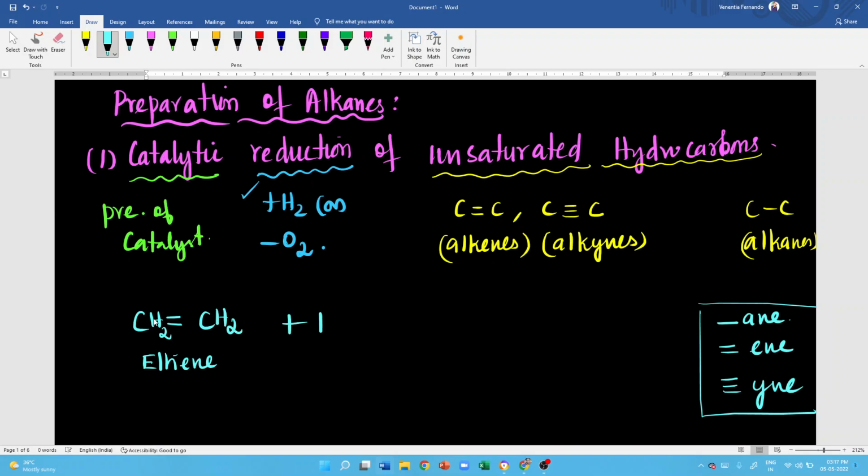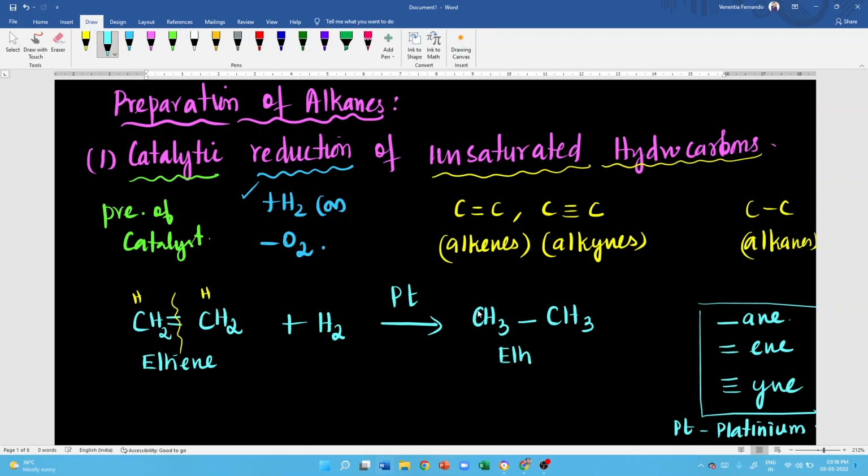To this I am going to add hydrogen in the presence of a catalyst. Here the catalyst is platinum, Pt. Now the bond is cleaved, one hydrogen on the left side, the other hydrogen on the right side. This CH2 has joined with one hydrogen, so it becomes CH3, and the double bond is converted to a single bond. Again CH2 plus H becomes CH3. Two carbons means eth, single bond means ane, so it is ethane. Ethene is converted to ethane.